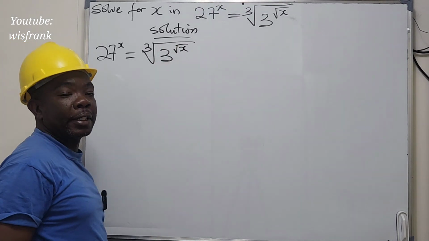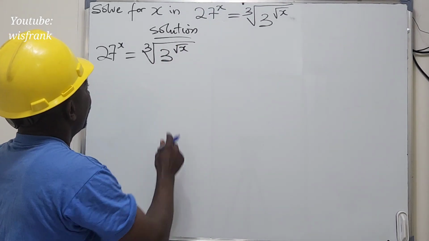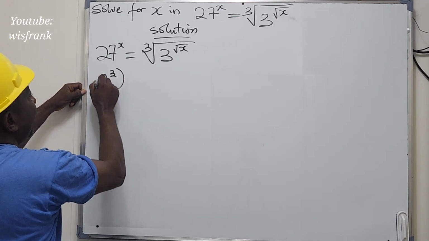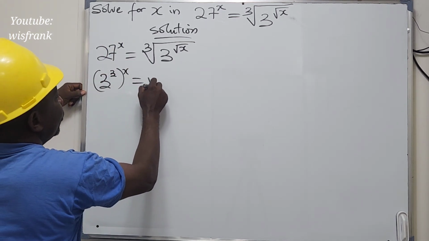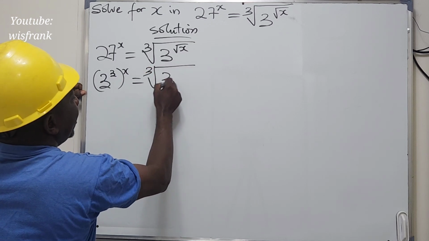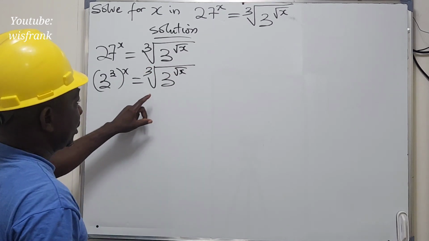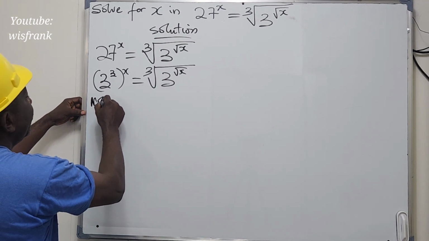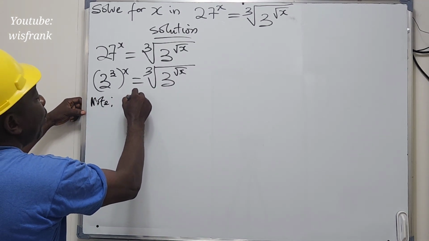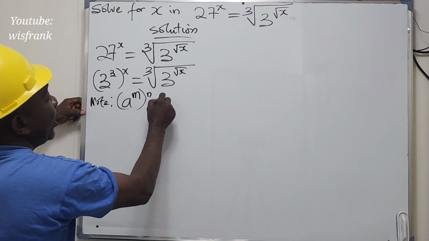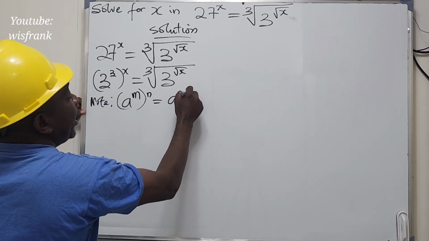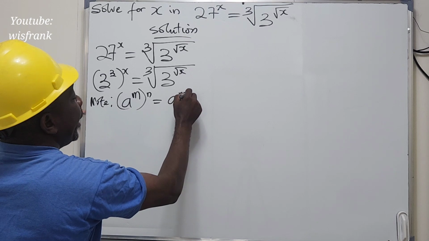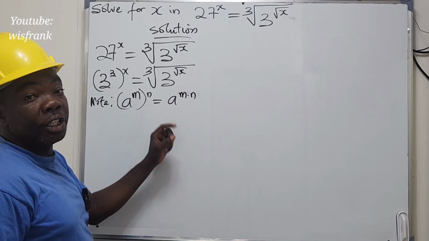square root of x. So from here, we can see that 27 can be written as 3 to the power of 3, all to the power of x, equals the cube root of 3 to the power of square root of x. So from here, we can recall that when we have a to the power of m, all to the power of n, it equals a to the power of n times m, or we can write a to the power of mn. We can interchange each other.